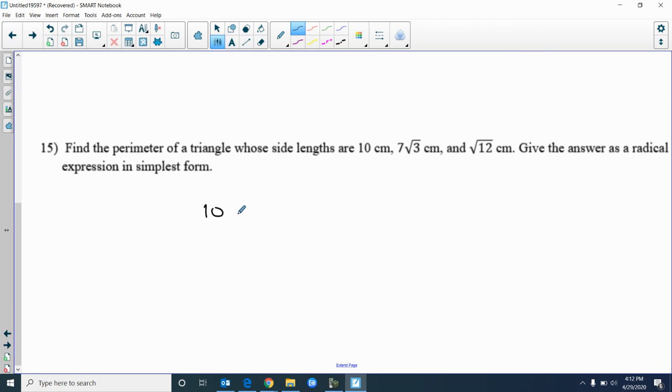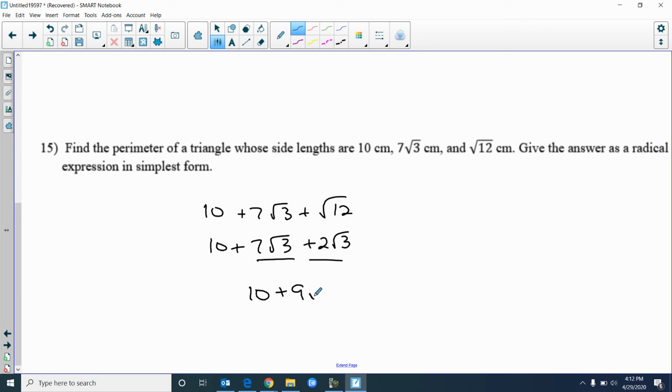And I got 10 plus 7 square root of 3 plus square root of 12, and we already did the work to get 2 square root of 3. Now, the 10, you cannot combine that with these because it doesn't have a radicand, but I can combine these two. And I can write this as 10 plus 9 square root of 3. Now, the dimensions are centimeters, so you can do that. And you can put those in parentheses. Now, there's no reason you can't put 9 square root of 3 plus 10 centimeters. That's the same, that's fine.